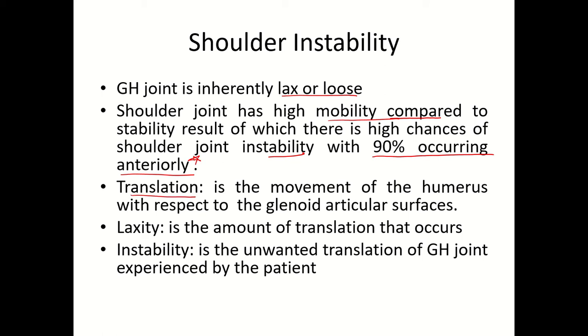Translation is nothing but the movement of the humerus with respect to the glenoid articular surface, in which direction the humerus head is going to move with respect to the glenoid fossa. Laxity is the amount of translation that occurs, how much it moves. Instability is not laxity, it is different. Instability is the unwanted translation of GH joint experienced by the patient.